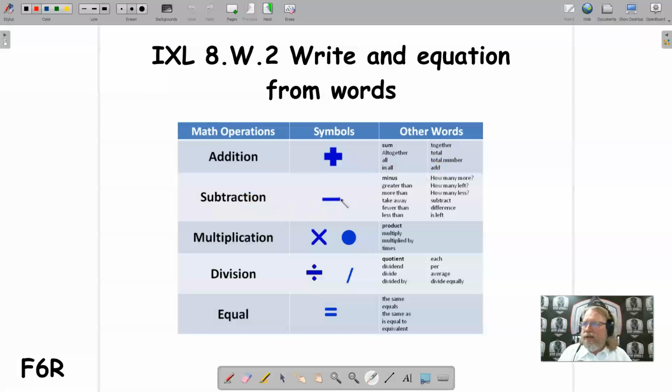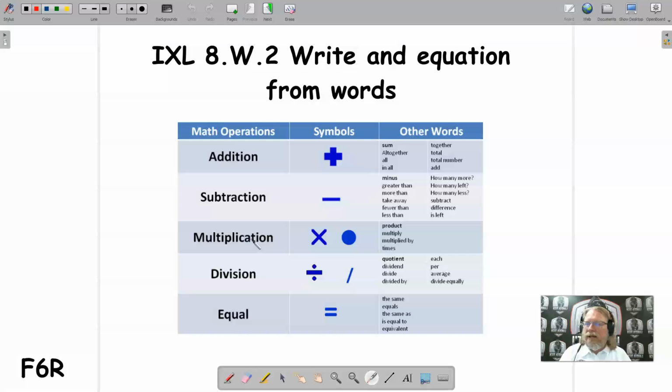Next, we have subtraction by this little line here, minus sign. Words that we use for subtraction are words like minus, or greater than, more than, take away, like 5 take away 3, fewer than, like 3 fewer than 5, less than, 3 less than 5, or how many more, how many are left, how many less. Big one here, subtract. Or here's a really big, very common one: what is the difference of, or what is left?